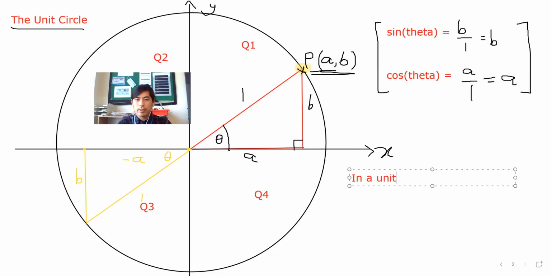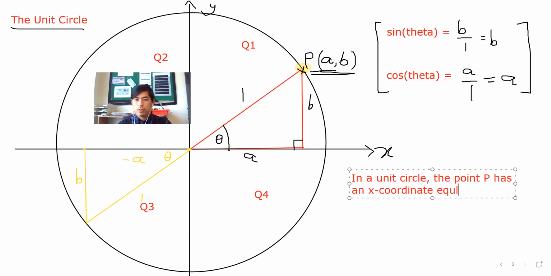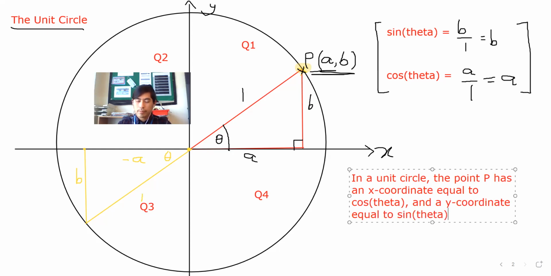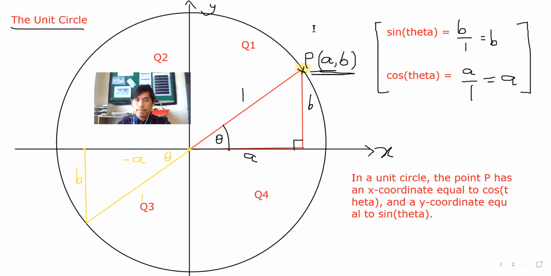So in a unit circle, you write this one down. Okay, in a unit circle, the point P has an x coordinate equal to cos theta. I don't have the theta symbol, so just write that. Sorry, it should be cos theta for x. And a y coordinate equal to sine theta. Okay.